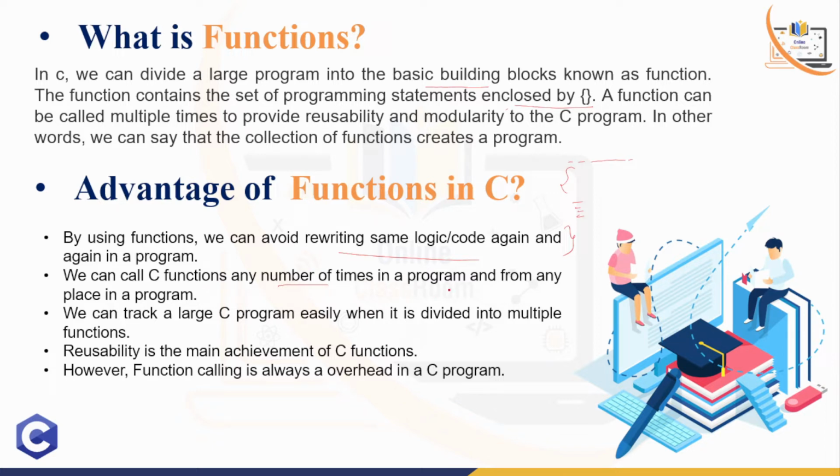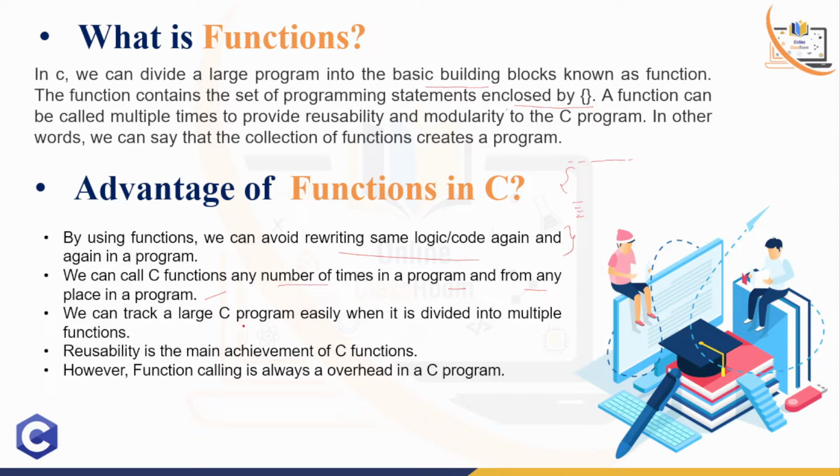The second one is that we can call C functions any number of times in a program and from any place in a program. So in a loop we have to write this piece of code inside that particular loop only. But if something is written inside the function body, then we can call that particular function from anywhere. So this is the advantage.